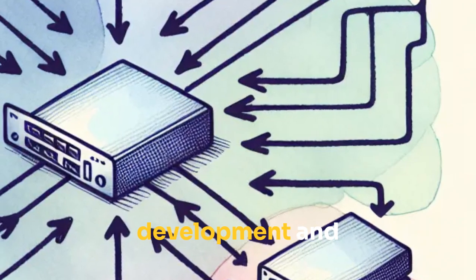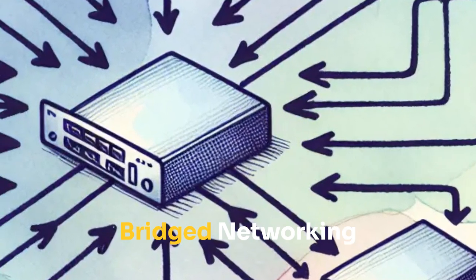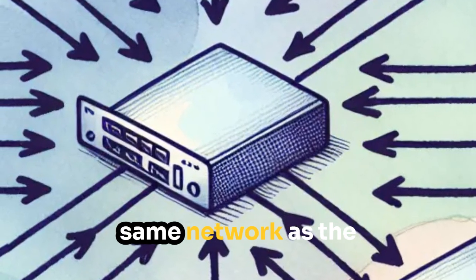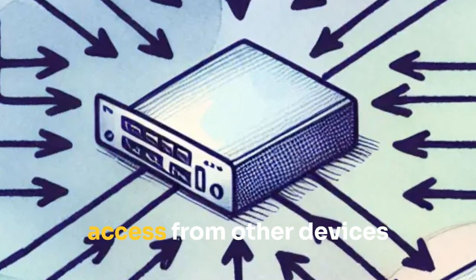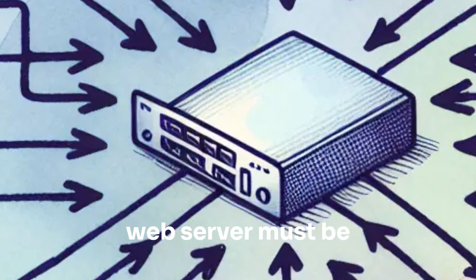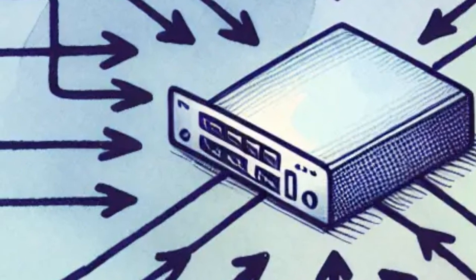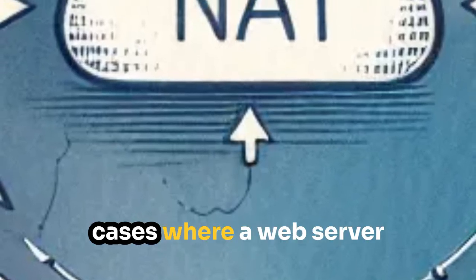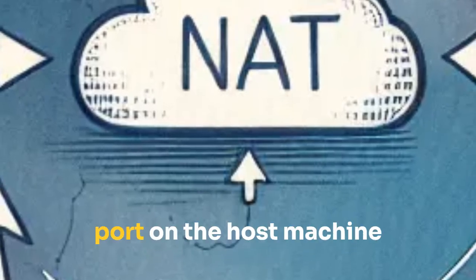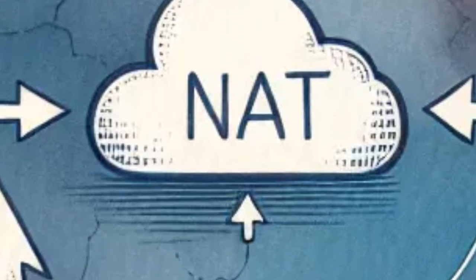NAT is ideal for development and testing, where external access is not required. Bridged networking. This mode assigns the VM an IP address on the same network as the host, allowing direct access from other devices on the local network. This is useful when the web server must be accessible to multiple users within a LAN. Port forwarding. In cases where a web server runs on a VM behind NAT, port forwarding can be used to map a port on the host machine to a port on the VM, enabling external access.